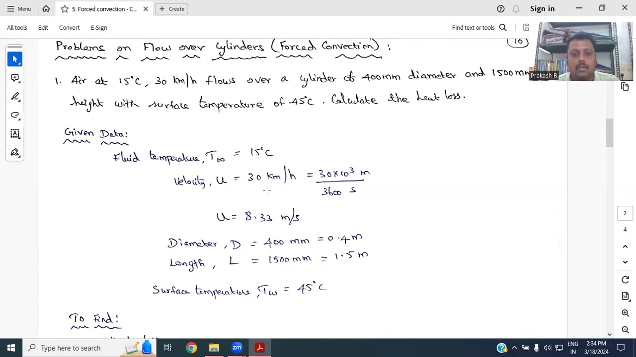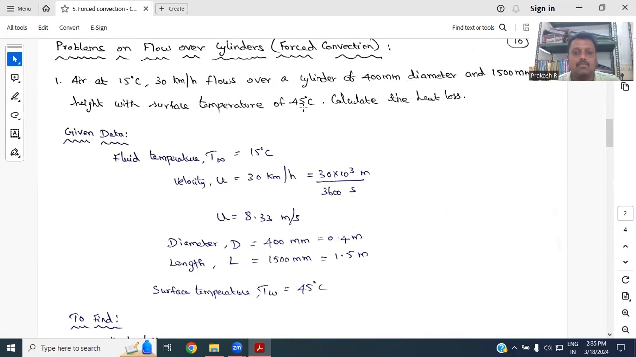Therefore, we need to find the values in terms of meter per second. So, kilometer to meter into 1000, hour to second divided by 3600. By substituting this value, the velocity value is 8.33 meter per second. The cylinder diameter and height are given as 400 millimeter and 1500 millimeter. So diameter D is equal to 400 millimeter. We need to convert it to meter, so divided by 1000, 0.4 meter. The length L is equal to 1500, so divided by 1000, 1.5 meter.